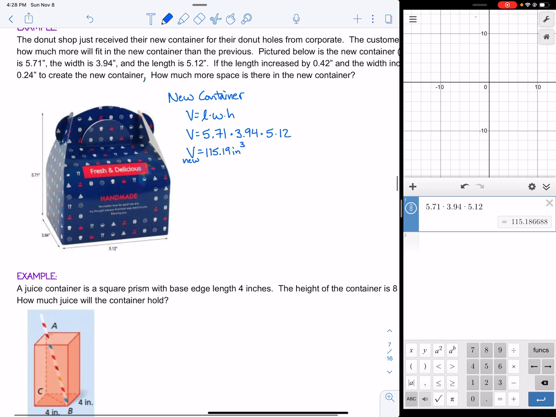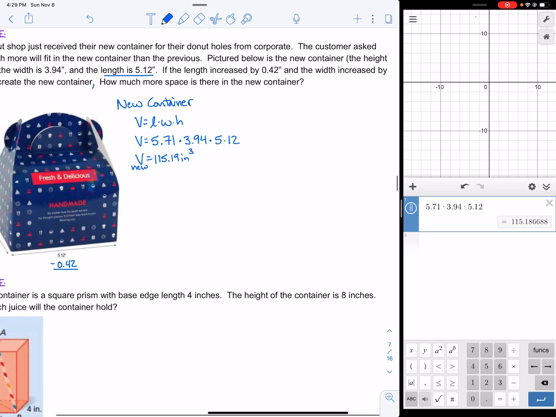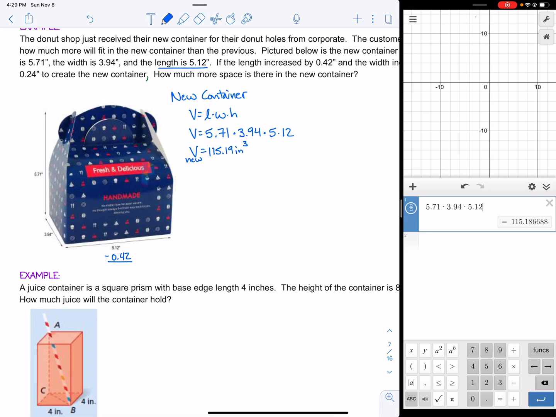So if the length was increased by 0.42 and the length originally was 5.12, then we need to subtract to figure out the old length. And then it said the width was increased by 0.24 and our width was 3.94, so we need to subtract to figure out the old width. So let's just do some quick math there. So 3.94 minus 0.24 gives us 3.7 for the old width. And then 5.12 minus 0.42.